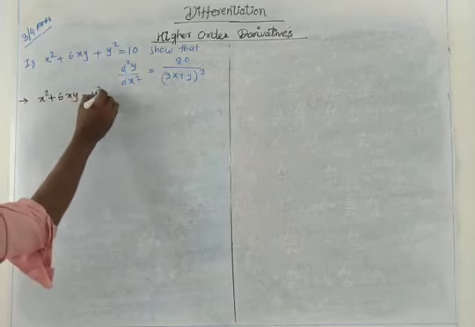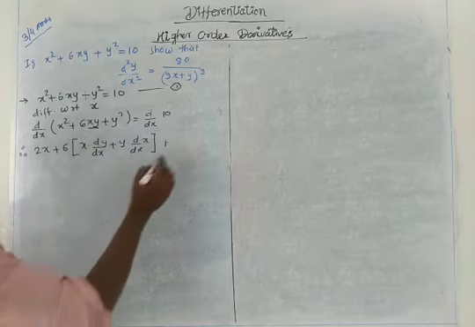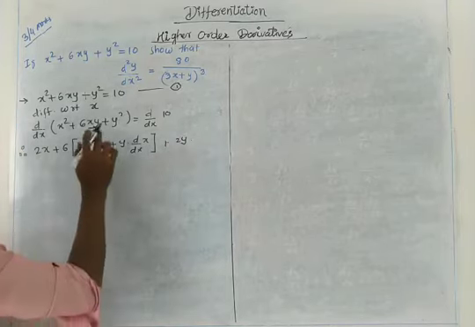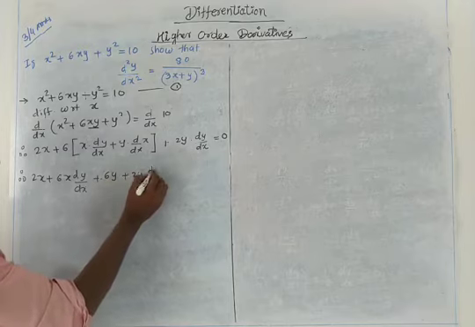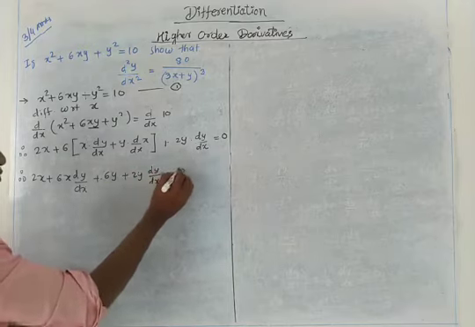So by using the multiplication rule, x constant derivative of y plus y constant derivative of x, okay, plus the derivative of y square. So the derivative of y square is 2y with respect to x, and the derivative of y is dy by dx, is equal to the derivative of 10, which is 0. Now simplify properly: 2x plus 6x dy by dx plus 6y plus 2y dy by dx is equal to 0.